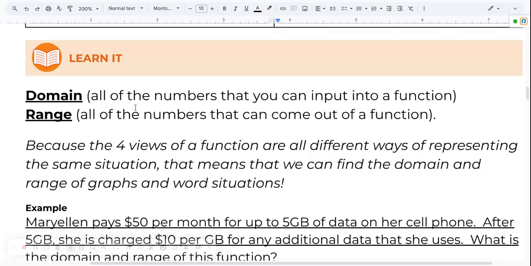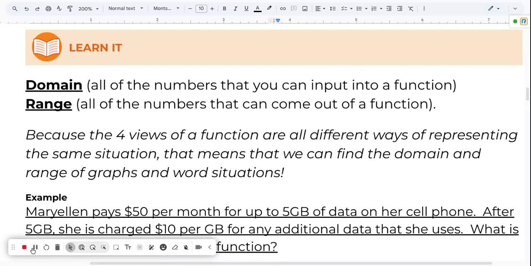Another topic we will be learning is domain and range. Domain are all the possible inputs for a function. The range are all the possible outputs of a function. Now, because the 4 views are all different ways of representing the same situation, then we can find the domain and range from any of those 4 views of a function.